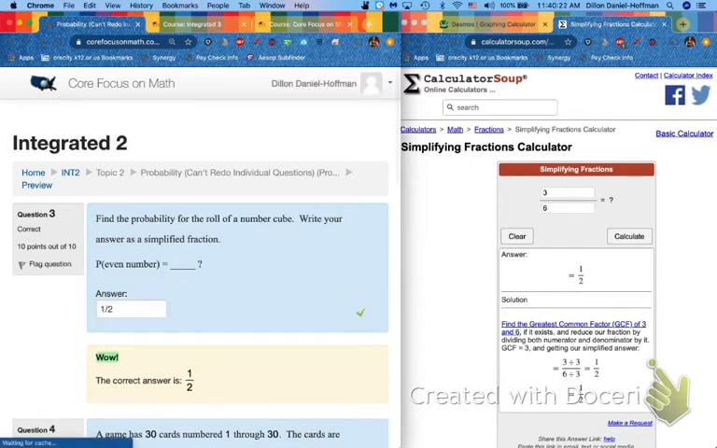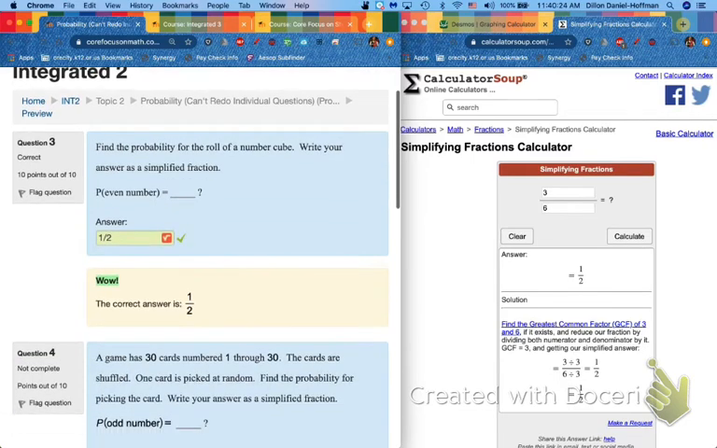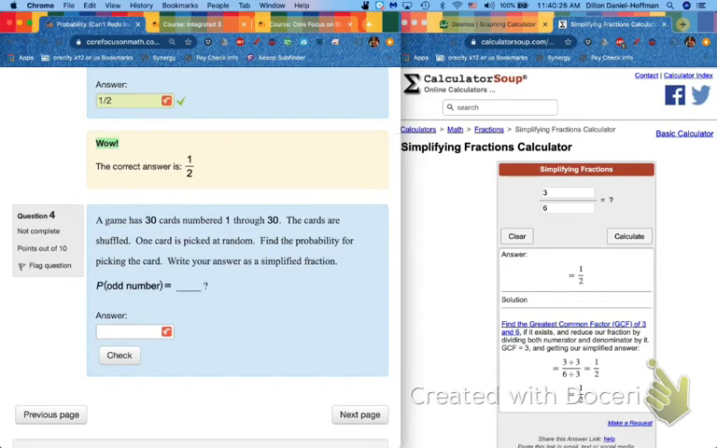All right, let's talk cards. I love cards. I love so many games that have cards. The game has 30 cards numbered 1 through 30. The cards are shuffled. 1 card's picked at random. Find the probability for picking the card. Write your answer as simplified fraction.